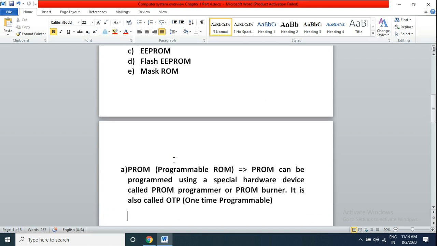So first is PROM. PROM's full form is programmable read only memory. Programmable read only memory can be programmed using a specialized hardware device called a PROM programmer or PROM burner. This memory is also called OTP, one time programmable. Once the data has been written, it cannot be altered in a PROM.